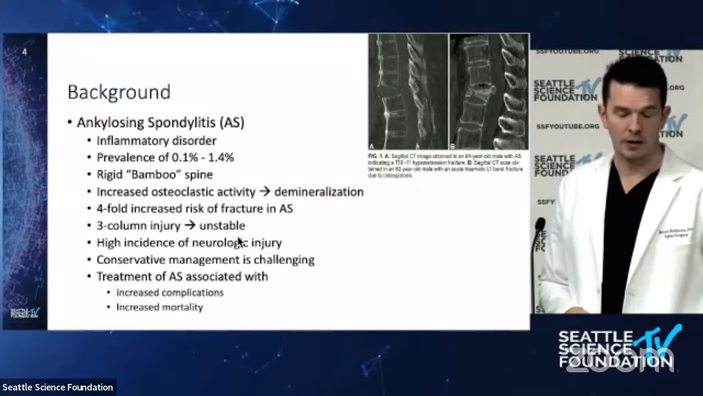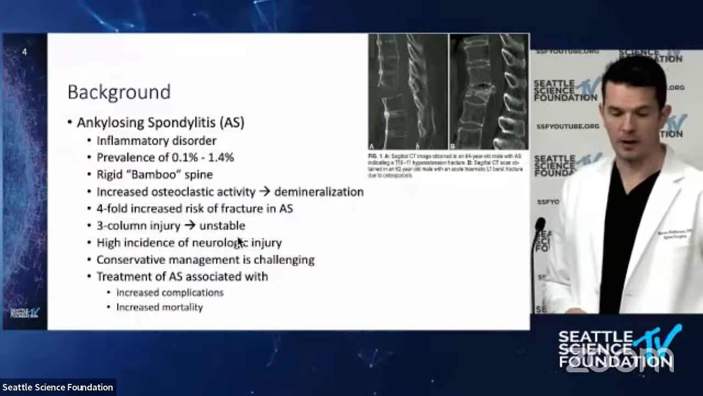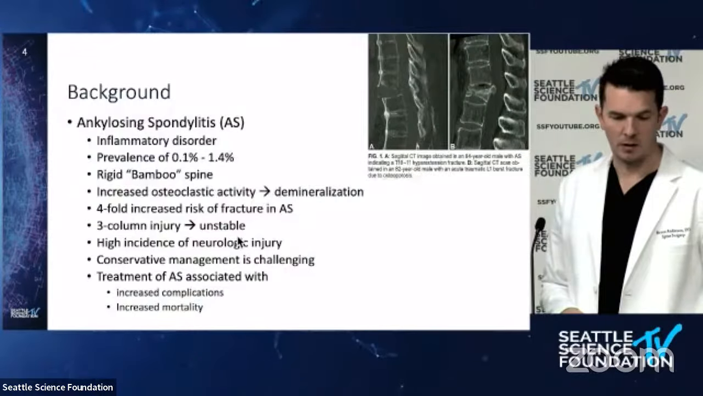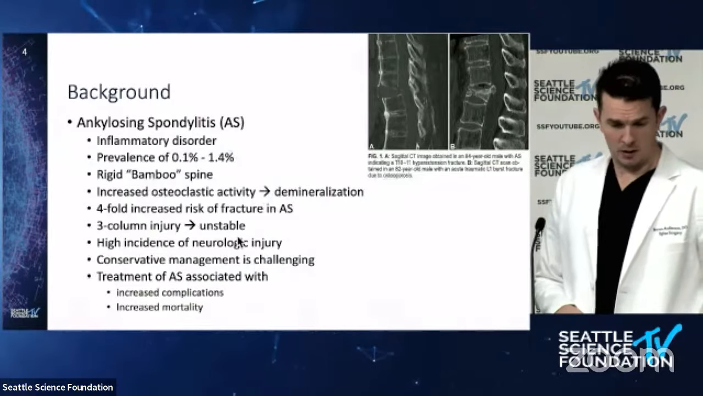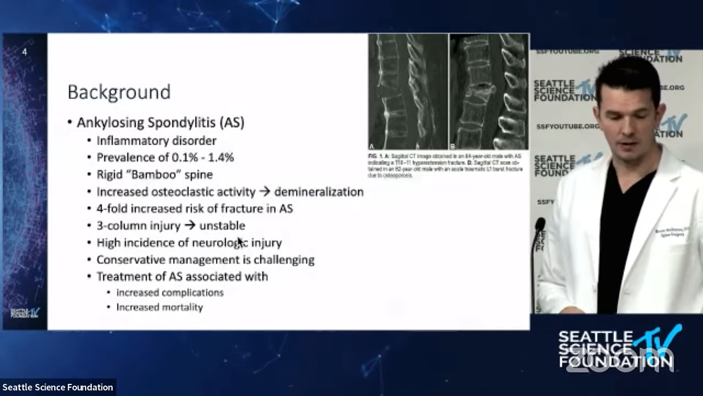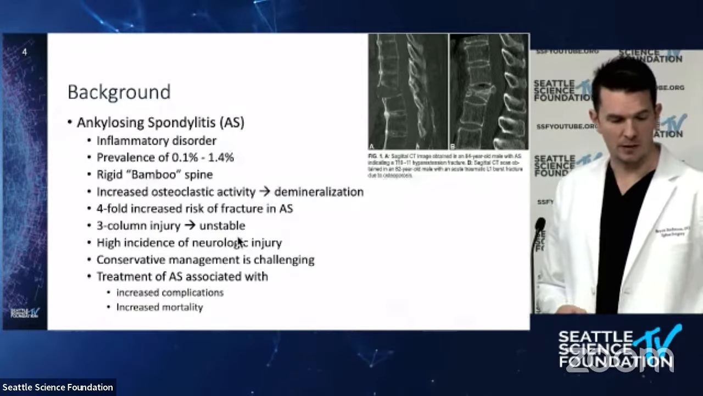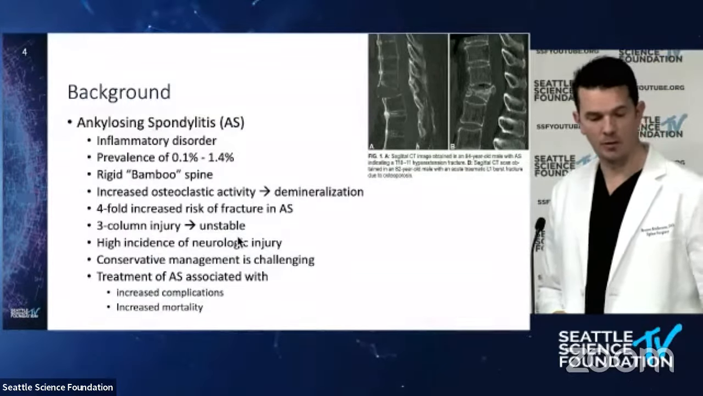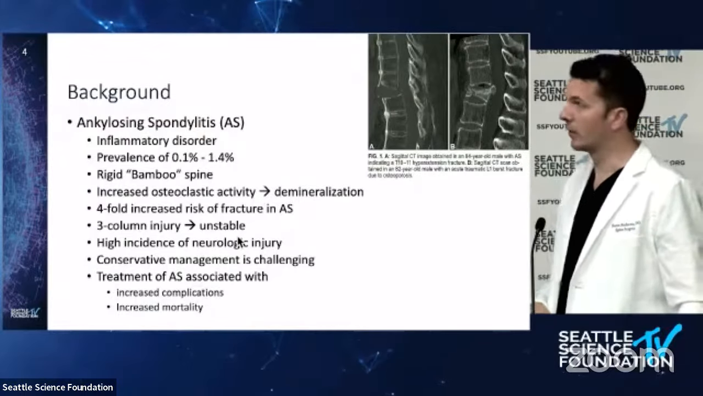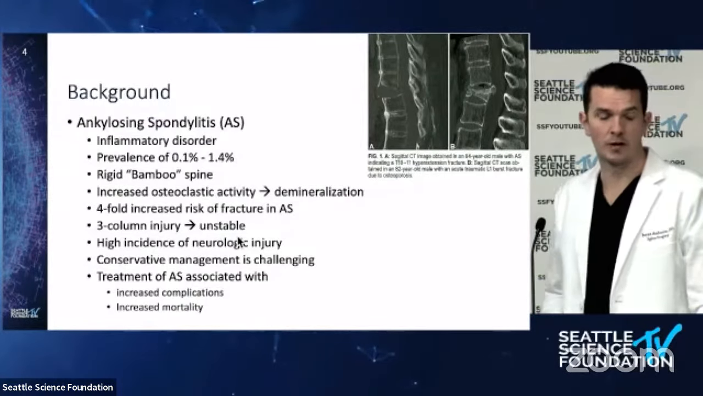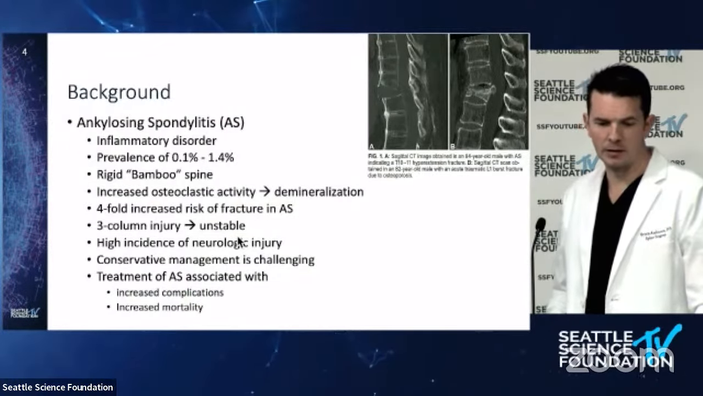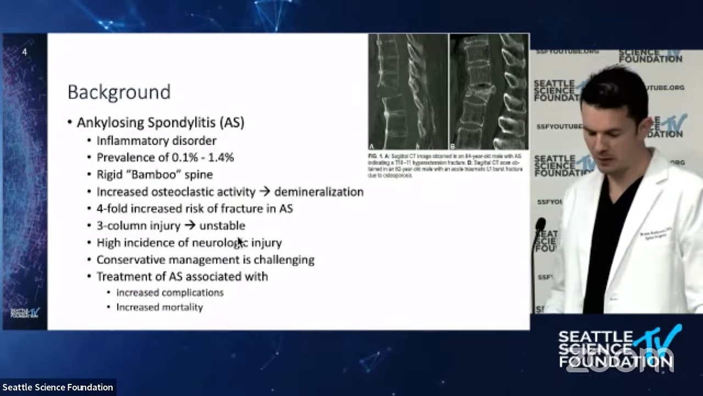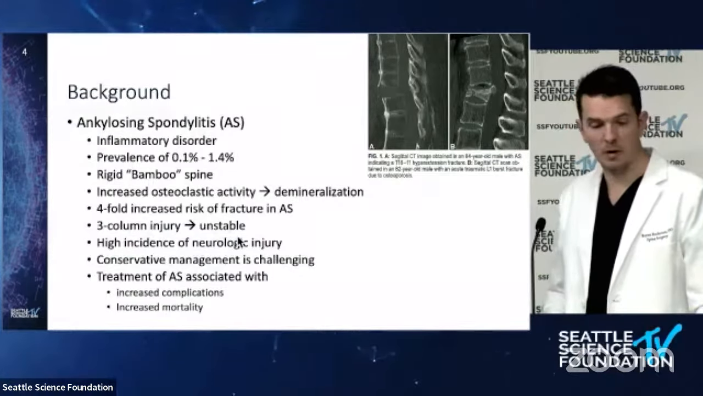fall type situations. It gives you a higher incidence of fracture in these patients compared to normal controls, and the fractures, by the very nature of it being fused, turn into a 3-column injury, which is unstable. So these patients therefore have neurologic injuries associated with their fractures at a high incidence, and conservative management is challenging because it's a long bone fracture at that point with high lever arm mechanics that can lead to displacement and difficulty with healing, especially if they're displaced, but even the non-displaced fractures as well.